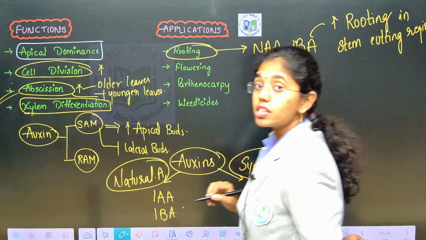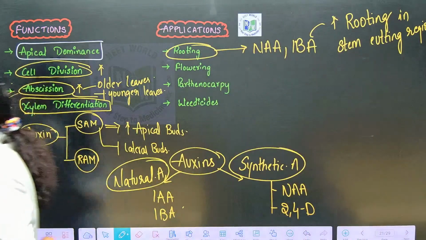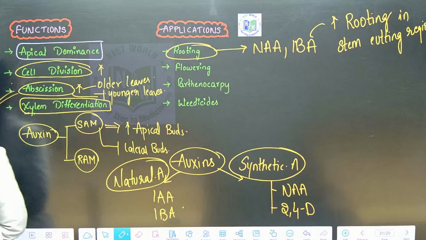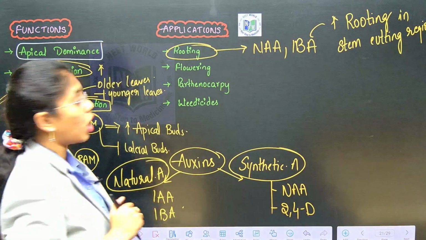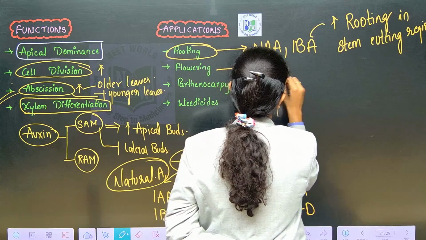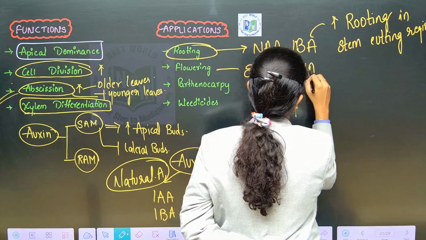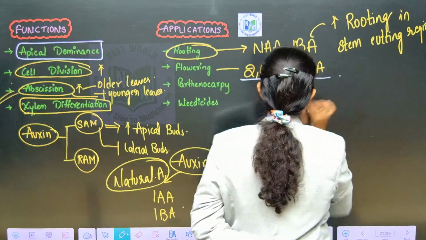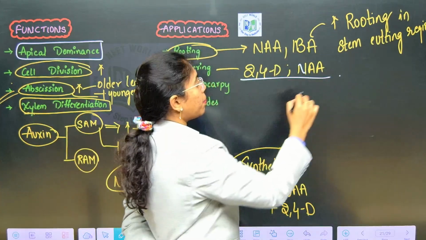Next is flowering. The second application will be flowering, and this is promoted by two synthetic auxins: 2,4-dichlorophenoxyacetic acid and naphthalene acetic acid. This promotes flowering, especially in pineapple.